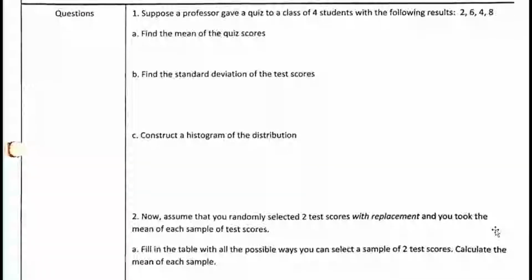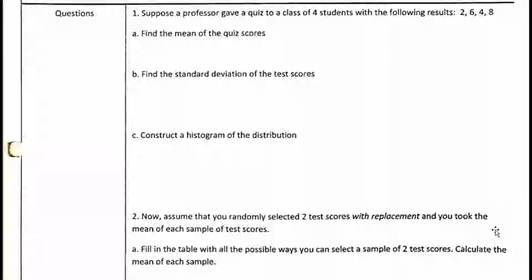In order to illustrate this principle, we're going to start with an example. So let's say that you have a professor giving a quiz to a class of 4 students, and let's say the 4 students is the population, very small class, and they get the following results. They get a 2, 6, 4, and an 8. I believe it's a 10-point quiz. So we want to find the mean of the quiz scores.